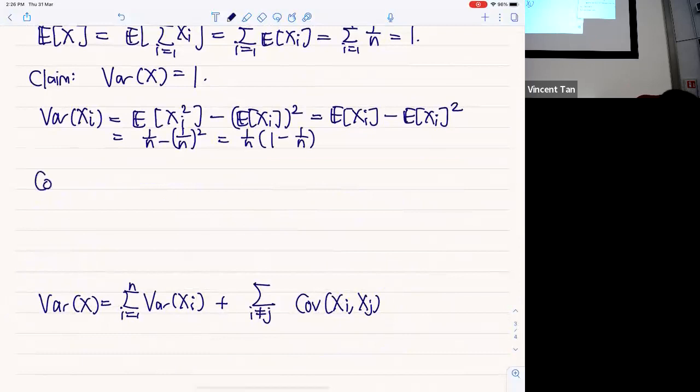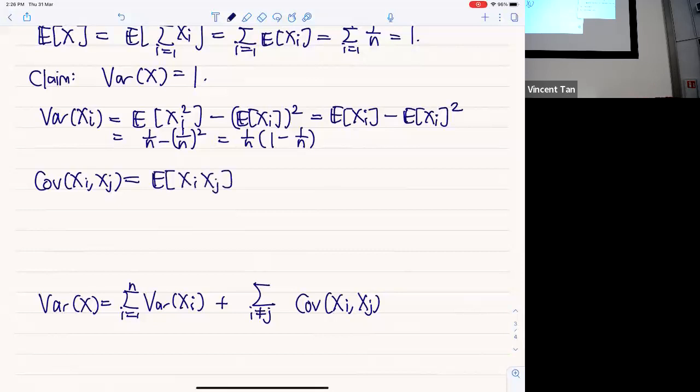Now we need to worry about the covariance of Xi, Xj. Aha, this is a bit harder, I tell you. This is a bit non-trivial. All right, so the idea here is to use the particular formula, expectation of XiXj minus the expectation value of Xi, expectation value of Xj.